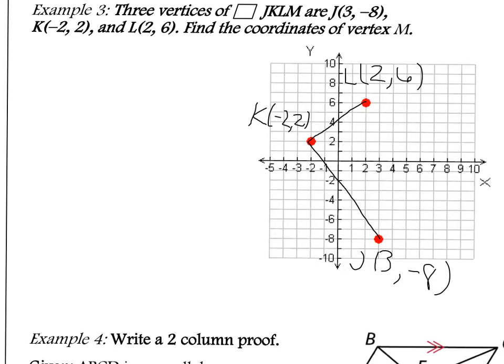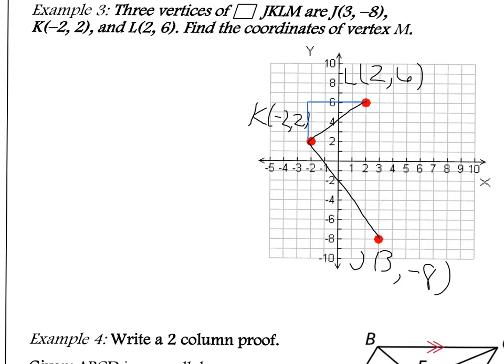Okay, for example 3, they've given me 3 coordinates of a parallelogram and asked me to find the 4th. So what do I know about opposite sides of a parallelogram? Well, I know that they should be parallel and congruent. So all I'm going to do is figure out how I got from K to L. Then I'm going to repeat that process from J, and that will put me where I need to be. Okay, so let's do that.